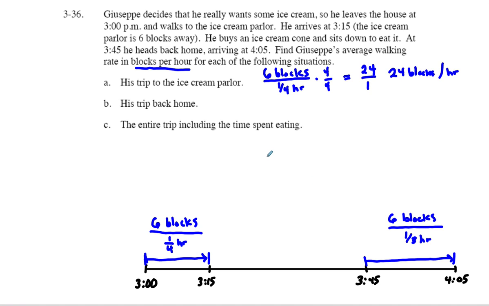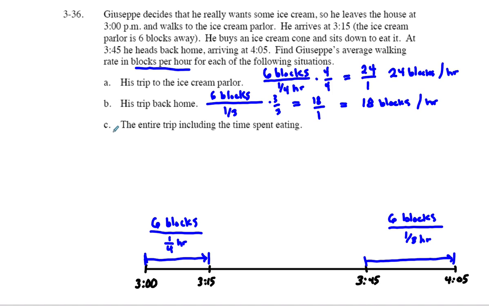So if we wanted to break that down into his blocks per hour, we're going to look at 6 blocks out of 1/3, like we just said. So we're going to multiply this by 3/3 to turn this into 1 hour. So we're looking at 18 blocks in 1 hour. So his rate is 18 blocks per hour. And remember, that's going home from the parlor back to his house.